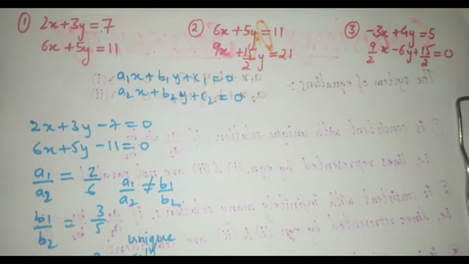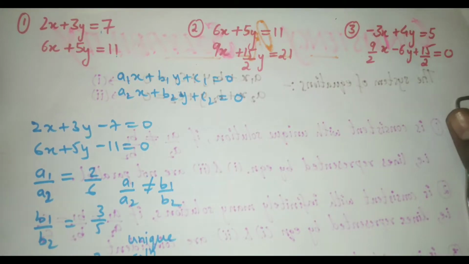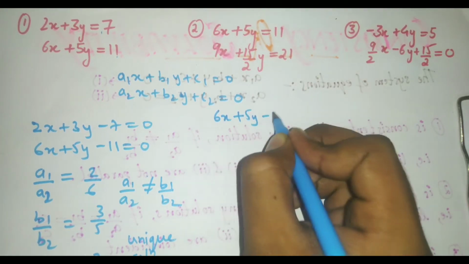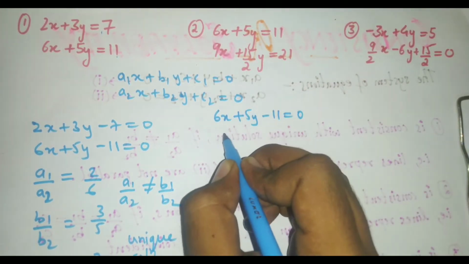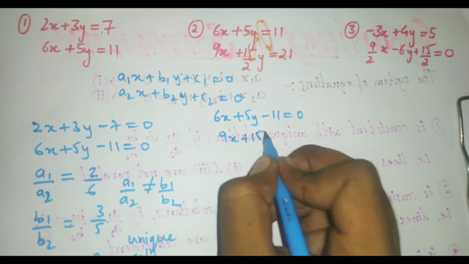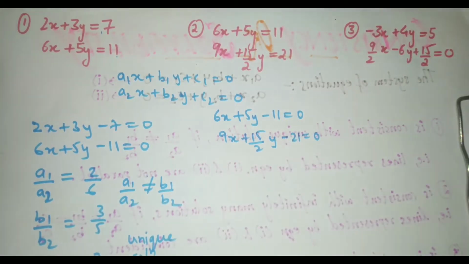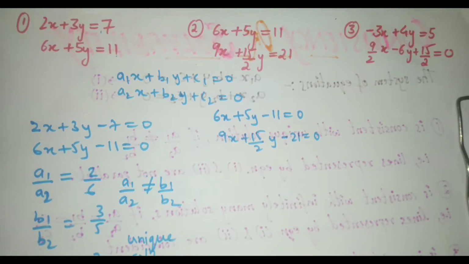Fine. So moving on to the second question: 6x plus 5y equal to 11. The first step is that you have to shift the constant terms towards the left side. Minus 11 equal to 0, and 9x plus 15 by 2 y minus 21 equal to 0. So you have to shift these terms towards the left side. Now you have to check whether a1 by a2 is equal to b1 by b2 or not.